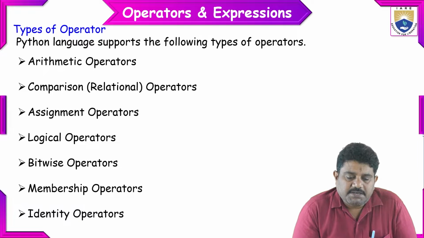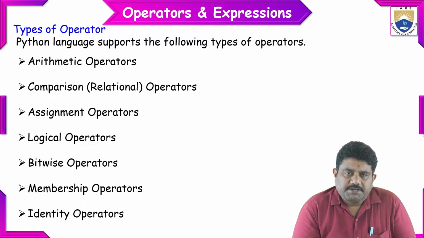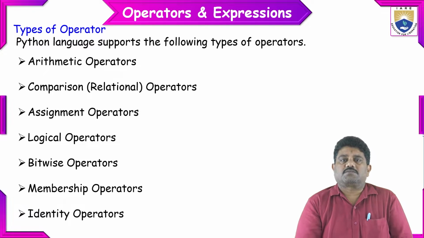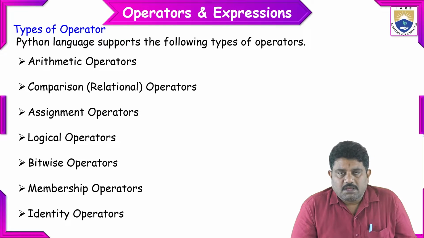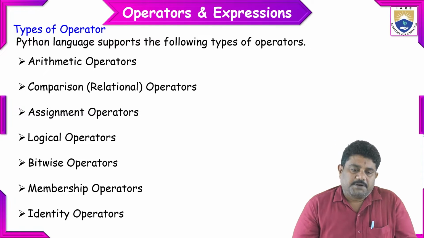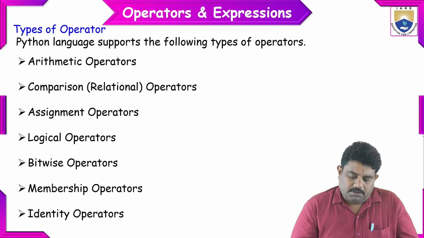And the next thing is identity operators. These identity operators are very, very useful. Whether the two variables or two quantities represent the same object or not, to identify that, we use the identity operators. These are the various types of operators available in Python. Next, we will see about each and every type in detail.